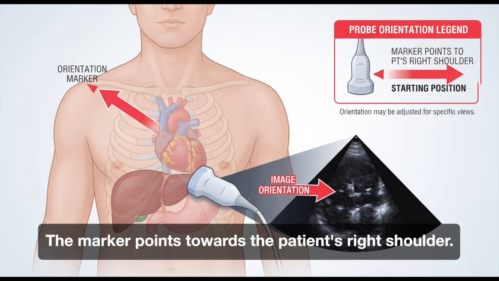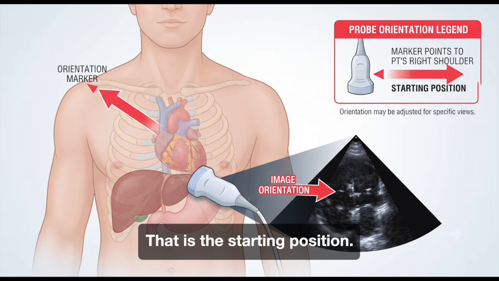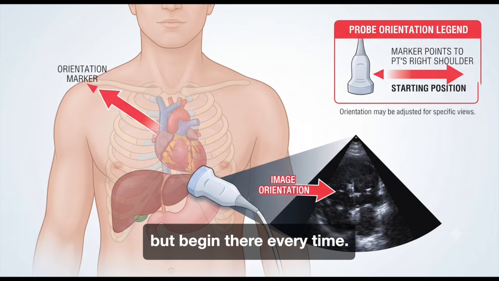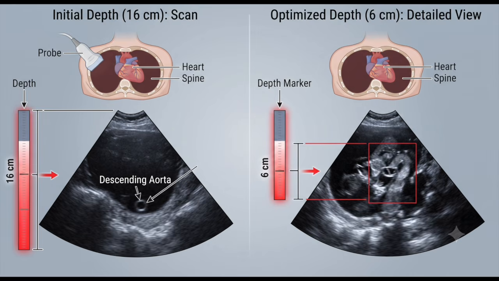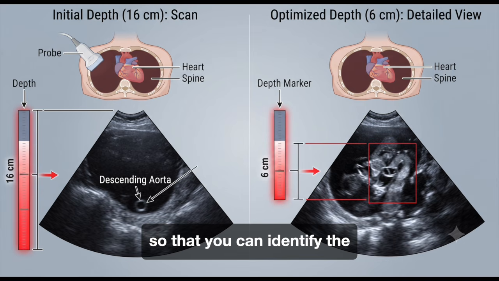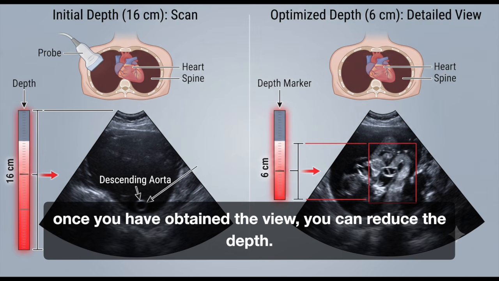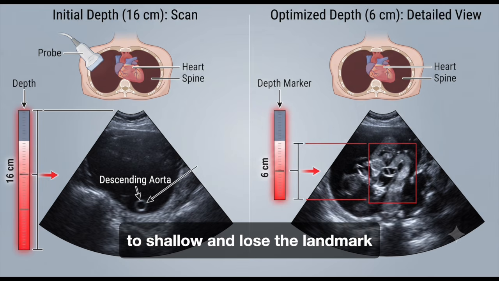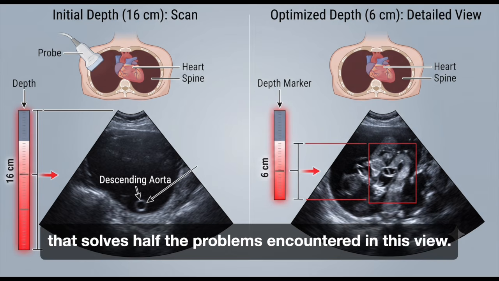Marker orientation. The marker points towards the patient's right shoulder. That is the starting position. You may need to adjust it later, but begin there every time. Depth. Start at approximately 16 centimeters so that you can identify the descending aorta. Once you have obtained the view, you can reduce the depth. Beginners often set the depth too shallow and lose the landmark that solves half the problems encountered in this view.